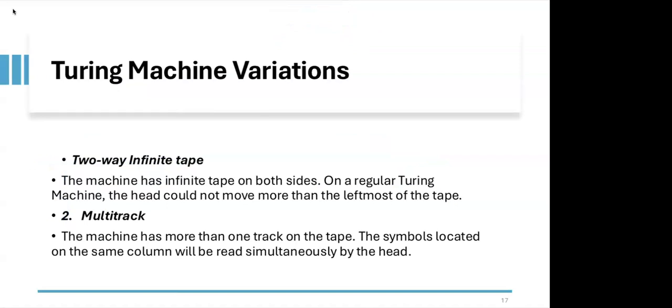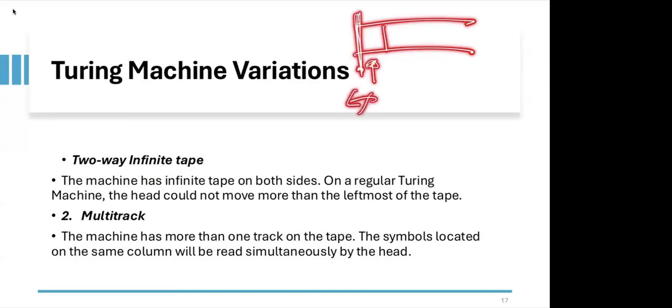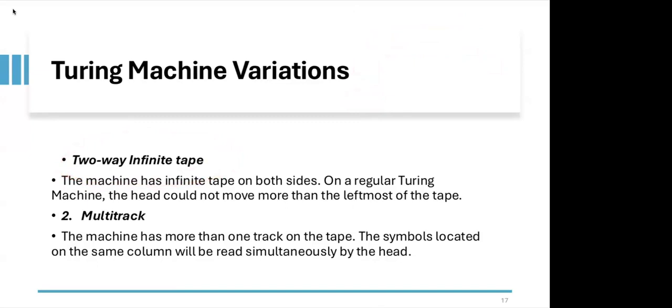The first one is the two-way infinite tape. As I mentioned before, in the original, regular Turing machine, we have a left end in the input tape. If we reach this, we cannot go to the left, but the right side is infinite. In the two-way infinite tape, the left side is infinite as well. So we can go to the left infinite steps, and we can go to the right infinite steps as well.